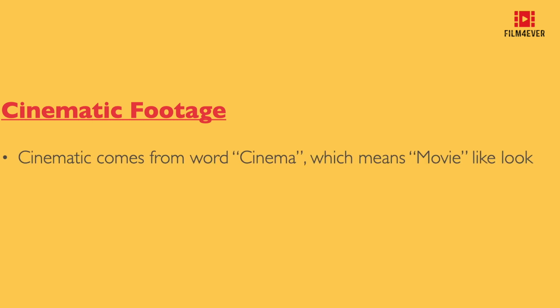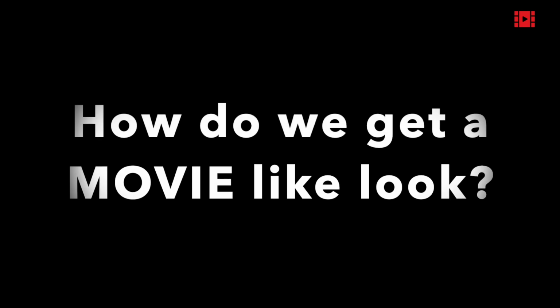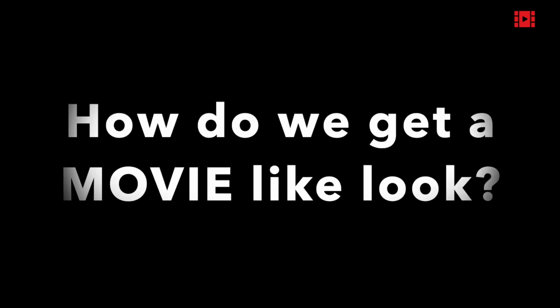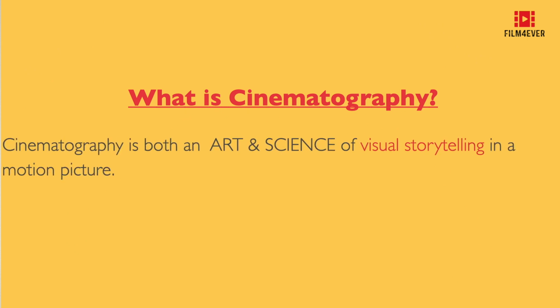Cinematic comes from the word cinema, which means a movie-like look. So how do we get a movie-like look? The answer is simple: through cinematography. What is cinematography? Cinematography is the art and science of visual storytelling in a motion picture.